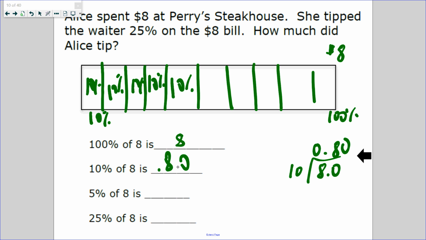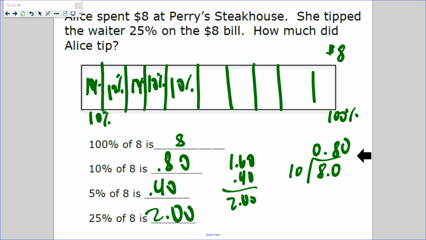And what is 5% of 8? If 10% is 80 cents, 5% is 40 cents. So what would 25% be? 10% is 80 cents, 20% is $1.60, and 5% is 40 cents, so that's $2. That's another way we could do it. 25% of 8 is $2.